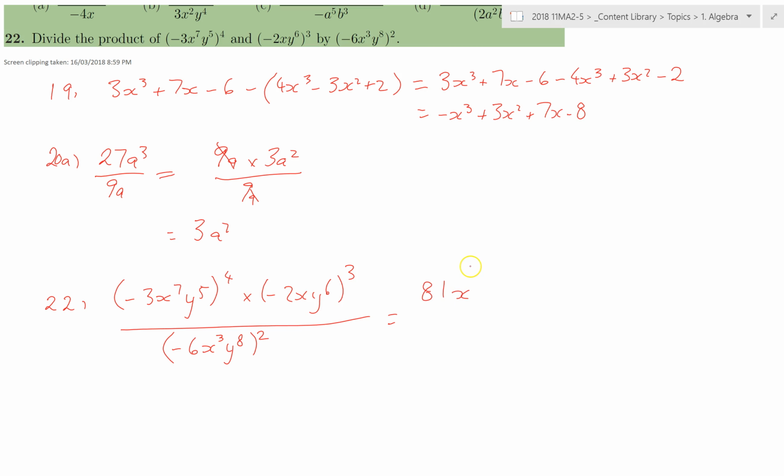x to the, now, power to the power, they multiply together, x to the 28, y to the power of 20. Right, I've got that, multiplied by, we're going to get rid of these brackets here, that's handy.